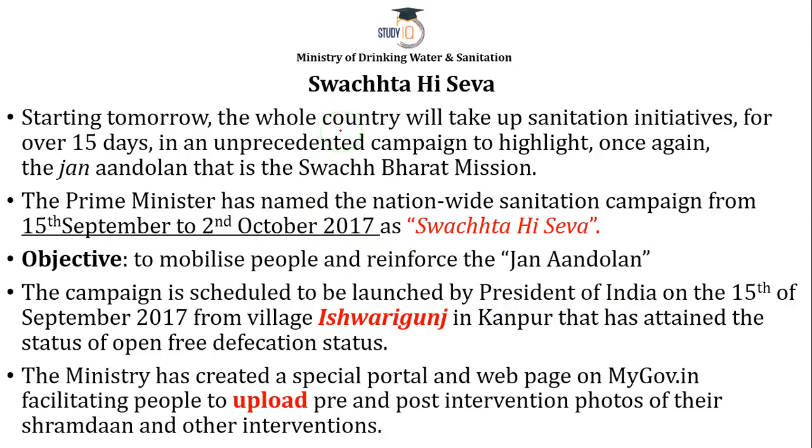Now, Swachhta Hi Seva, right? That means cleanliness is the supreme service. This is a rough translation of this statement, and it is something that is going to impact all of us. I would highly recommend, if you have time, energy and will, that all of you take part in this. Basically, from tomorrow, that is 15 September to 2nd October 2017, there is going to be a Swachhta Hi Seva mission for these 15 days.